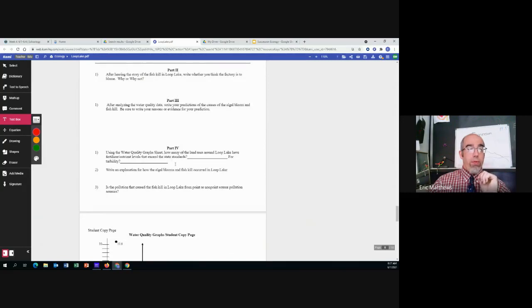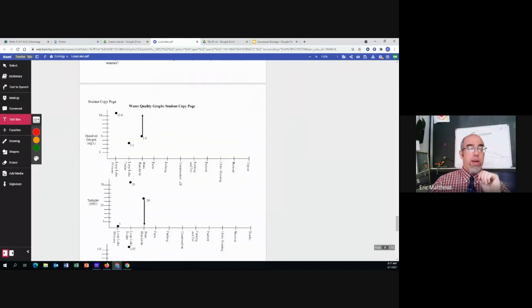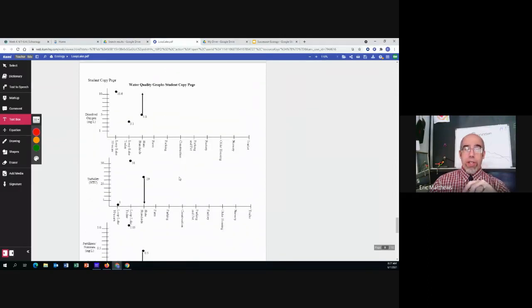Now, to finish up part 4, we need to use the water quality graphs sheet, which is right down here. I'm going to show you guys how to do this. This is kind of like graphing. What you see here are all the businesses and land uses around or connected to Loop Lake. We're looking at dissolved oxygen, turbidity, and fertilizers and nutrients.